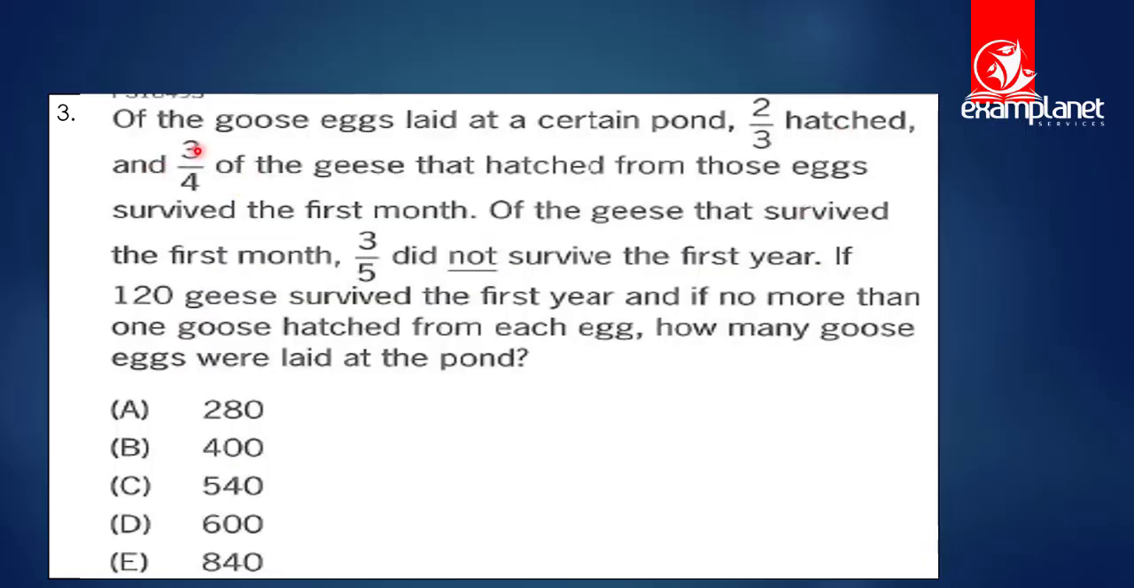So the question continues and says 3 over 4 of the geese that hatched from those eggs survived the first month. That is 3 over 4 of the 2/3 that hatched. Only 3 over 4 of them survived the first month. So let's see how we express that in terms of the x.